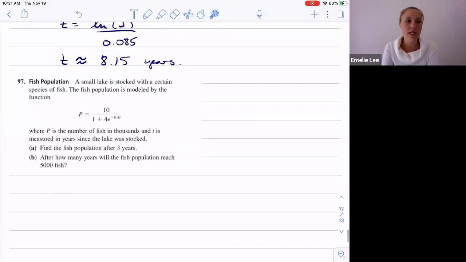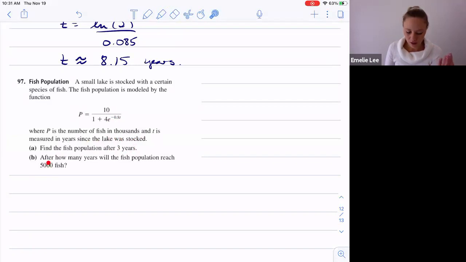So a small lake is stocked with a certain species of fish, okay? The fish population is modeled by this function, right? So we've got this exponential function down here, where P is the number of fish in thousands, and T is measured in years since the lake was stocked. And we're gonna find the fish population after 3 years. So that's the type of problem that we were solving earlier.